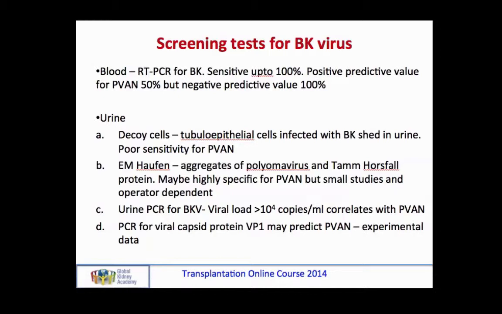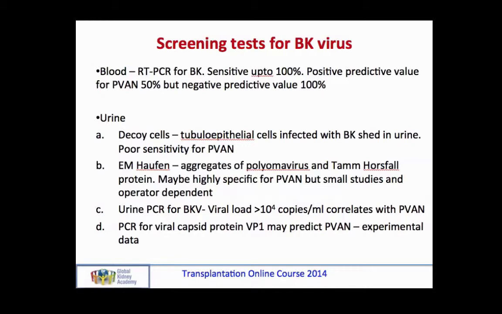The positive predictive value for BK viremia predicting established BK nephropathy is only 50%, but its real value is its negative predictive value, which is 100%. So if you have BK viremia, you've got a 1 in 2 chance of having actual BK nephropathy, but if you have a negative BK PCR, then you're not going to have BK nephropathy. And that's quite useful, because what that tells you is that a negative blood test excludes BK nephropathy, but a positive blood test doesn't necessarily mean you have BK nephropathy.